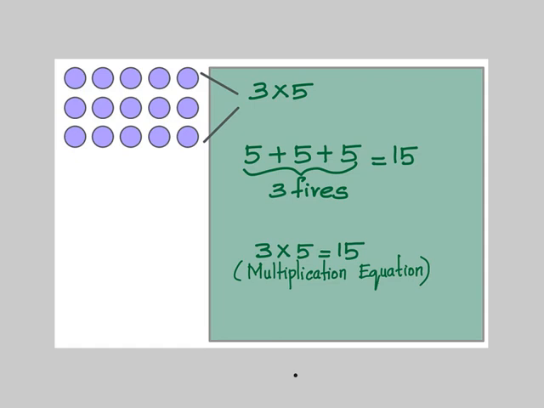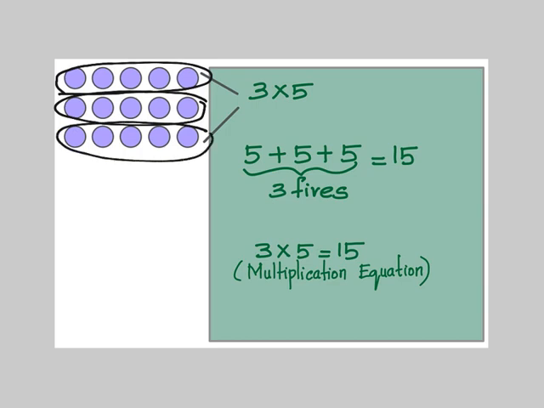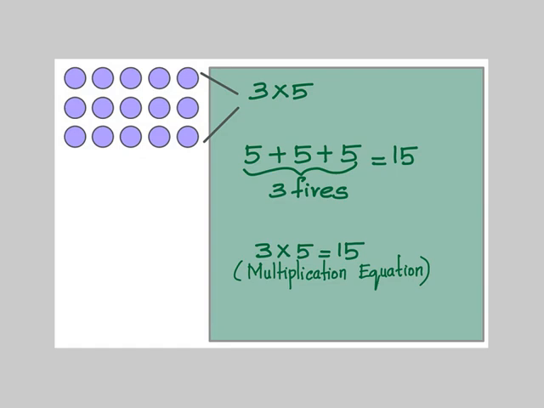So when we add 5 plus 5 plus 5, we get 15. 5 plus 5 plus 5 means 3 5s in it. So the multiplication equation will be 3 times 5 equals 15. That means 3 groups of 5 or 3 rows of 5 is 15. So this is the first 5, and 5 plus 5 will make 10, and 10 plus 5 will make 15.